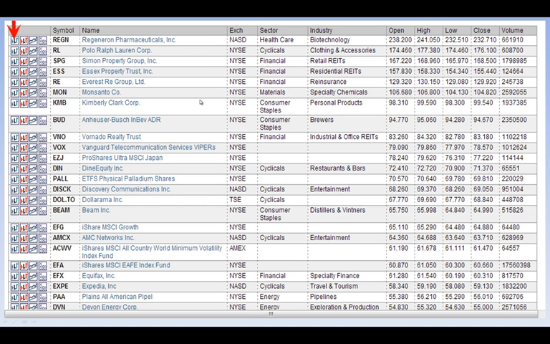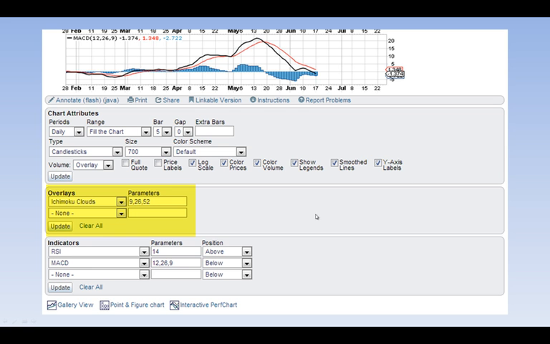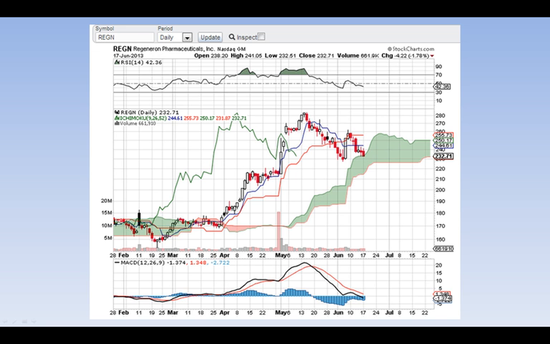So I'm going to write this symbol down for you. It's going to be REGN, okay? All right, and then it's going to bring up this chart, and what you're going to do is, in the overlays on the chart, come down here, hit this drop down and go Ichimoku 92652, and then click this button that says Update. And then it'll make this chart look like that.